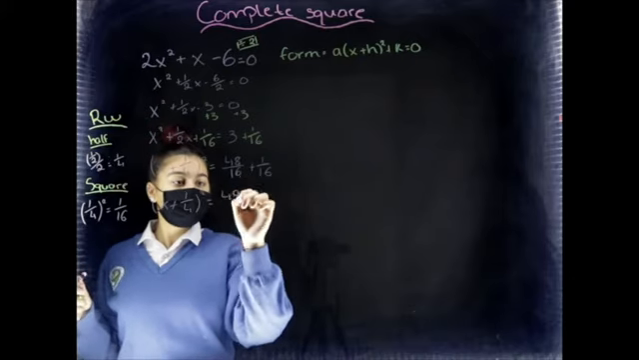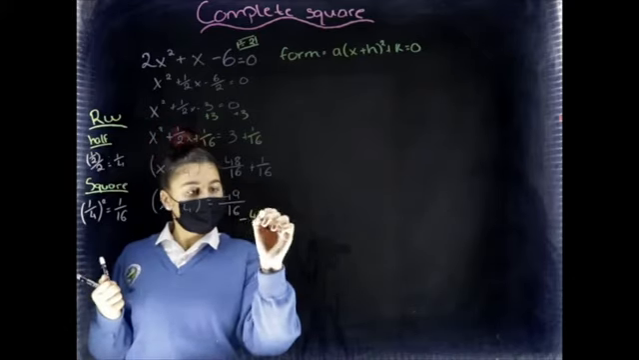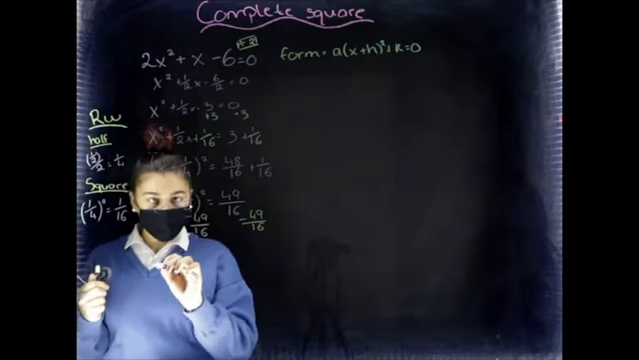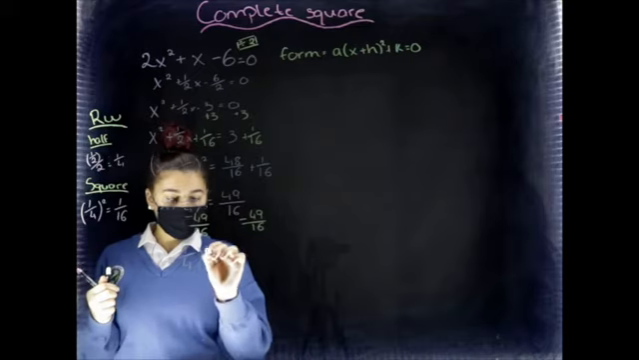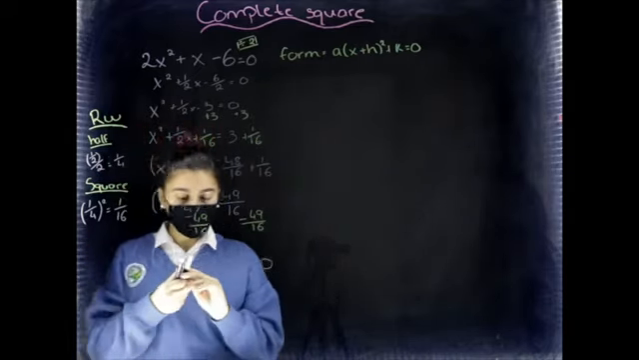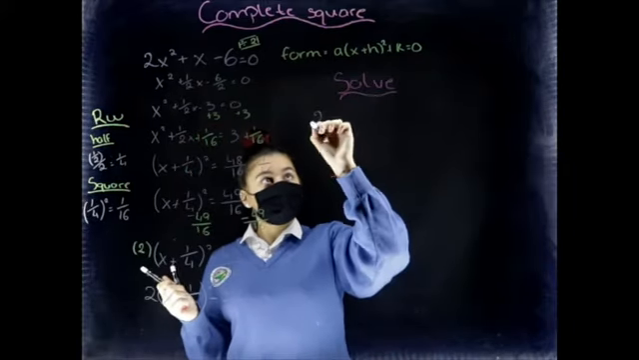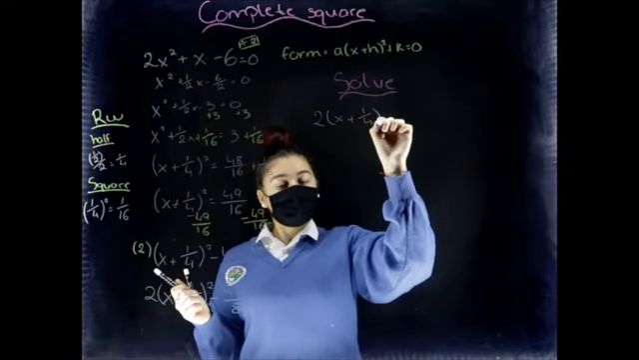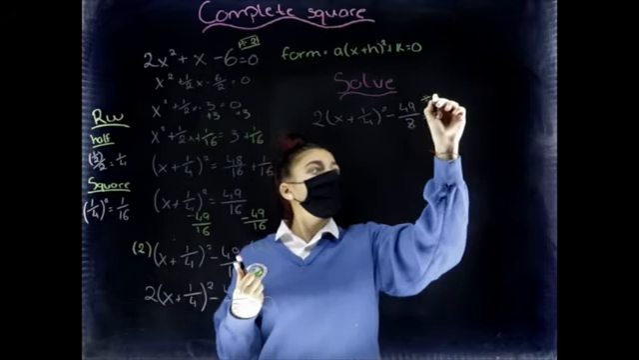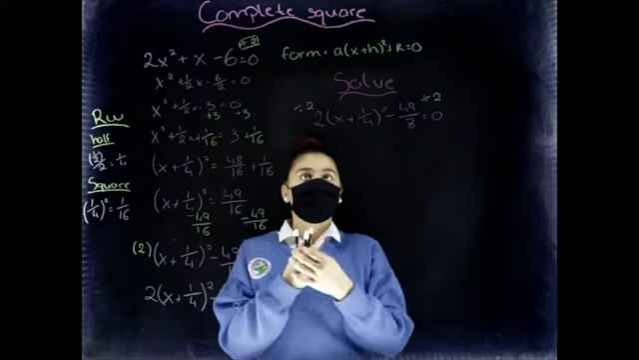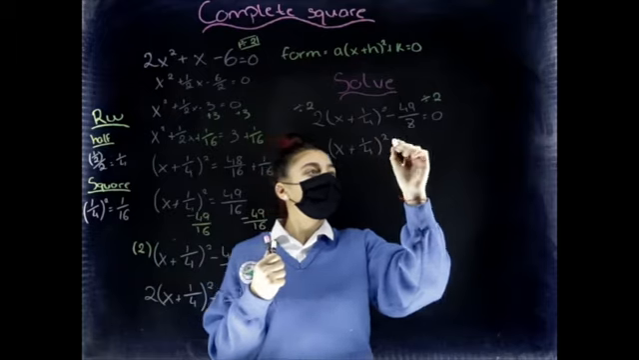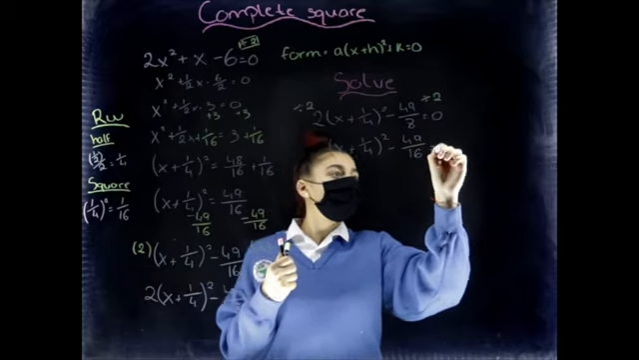I then minus 49 over 16 on both sides to bring everything back onto the left hand side. This left me with x plus a quarter squared minus 49 over 16. I then made sure to multiply by the 2 that we divided at the beginning, so I was left with 2 times x plus a quarter squared minus 49 over 8. To solve for x, I divided both sides by 2. I was then left with x plus a quarter squared minus 49 over 8.